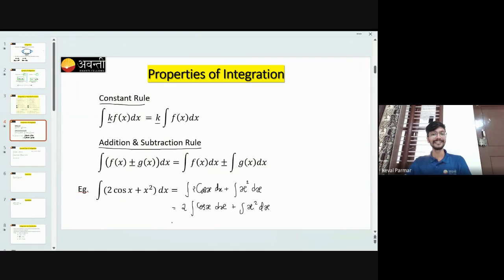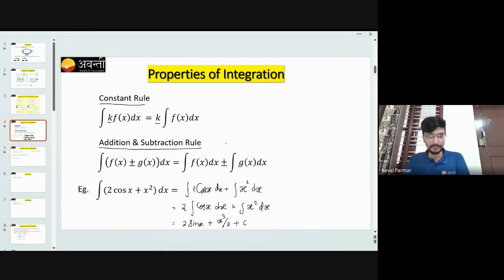So what is the integration of cos x? We have to think what function's derivative is cos x. We know the derivative of sin x is cos x. So integration of cos x will be sin x. So I will get 2 sin x plus the integration of x square will be x cube upon 3 plus c, because c is the constant of integration. Got it? Let's study further.